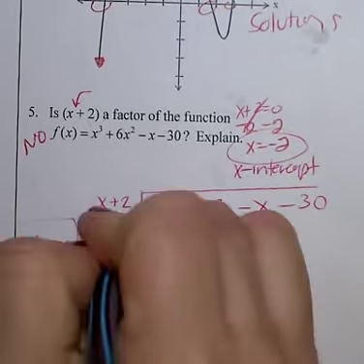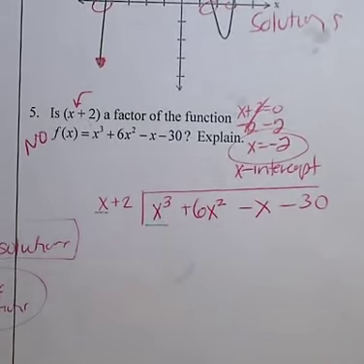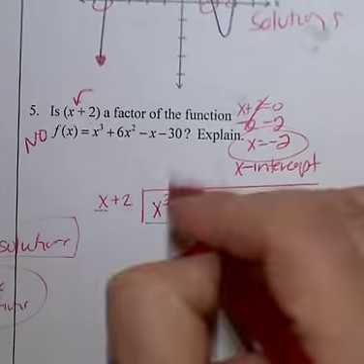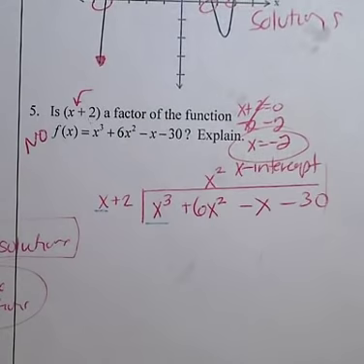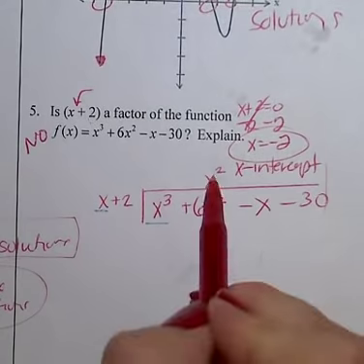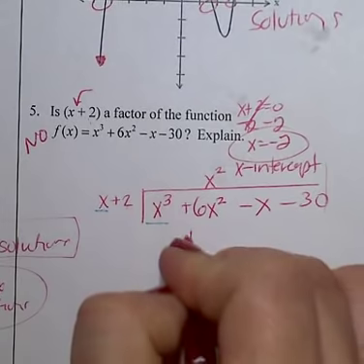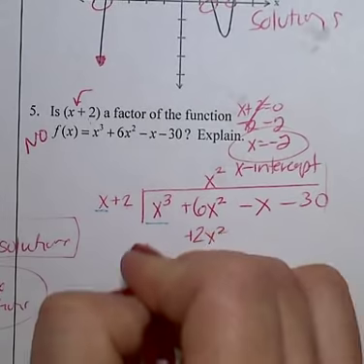Underline the x and underline the x cubed. X times what quantity would give you x cubed? X squared. So we see 4 columns here. I have to go in the x squared column and write an x squared. Now I'm going to multiply. X squared times positive 2 is 2x squared. X squared times x is x cubed.